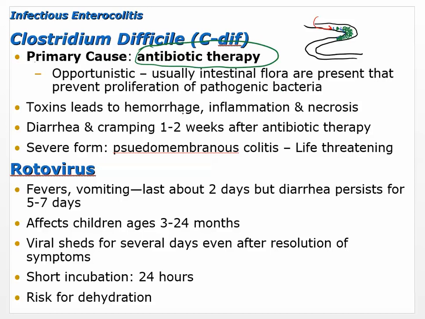over. So toxins lead to hemorrhage, inflammation, necrosis. It can be nasty, or people can get over it, but it's going to be associated with diarrhea and cramping 1 to 2 weeks after, usually following antibiotic therapy. So that's, again, one of the main things to keep in mind here. So there is a severe form, pseudomembranous colitis, which can be life-threatening.